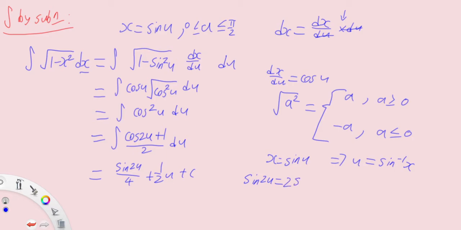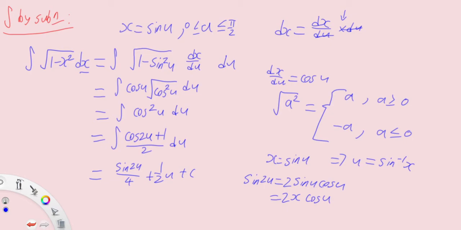Sine 2u equals 2 sine u times cosine u. Alright, so we have basically 2x times cosine u. We don't have cosine u, but we can find cosine u, right? We have x equals sine u. Cosine u is basically, well, through the identity.